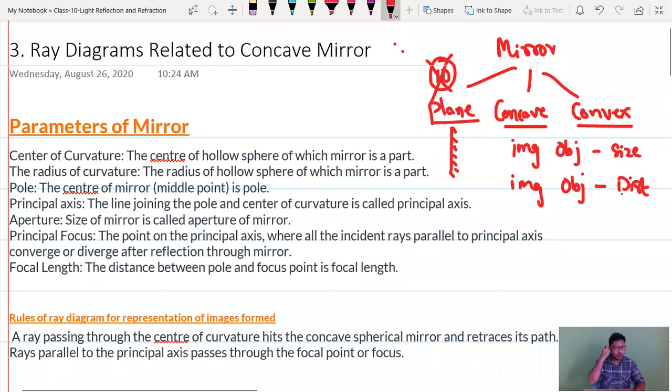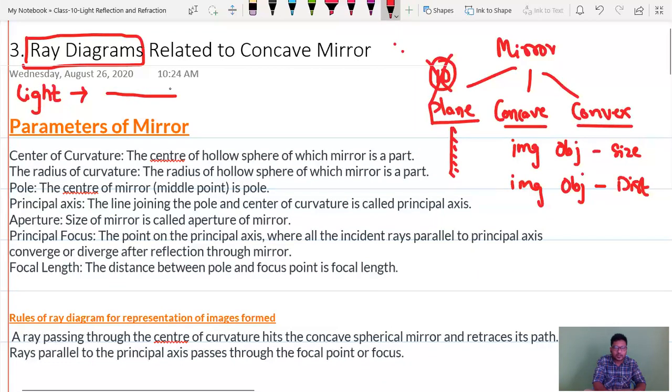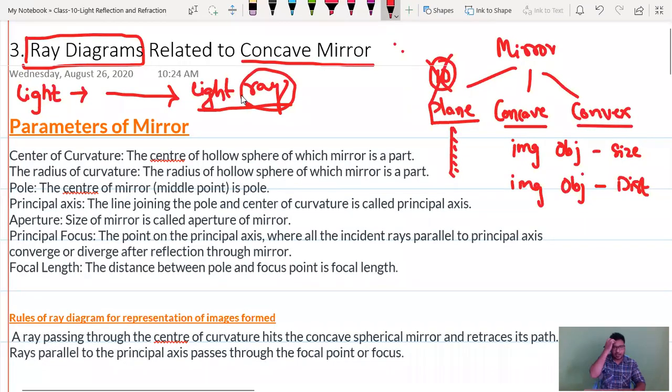Next, parameters related to mirrors. Basically we have to understand what the term ray diagram is. Guys, whenever you want to draw light, I told you to draw light in the form of a ray, which means a straight line and one arrow mark. This is known as a light ray. If you understand a concave mirror by drawing light rays, that is known as a ray diagram. Ray diagram is nothing but a light ray diagram.